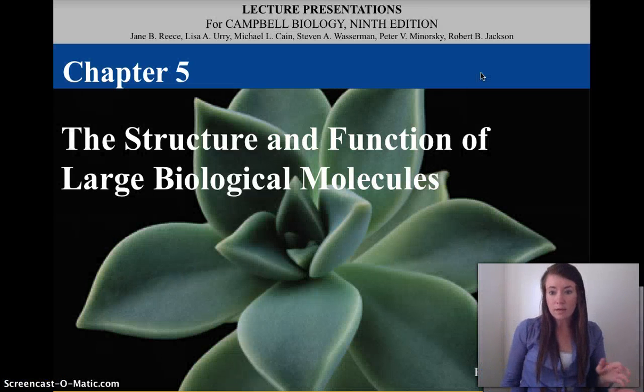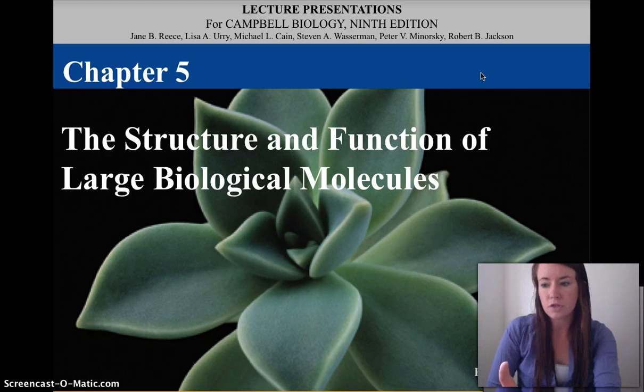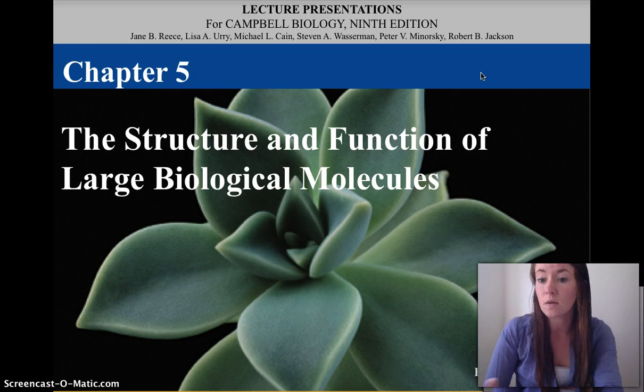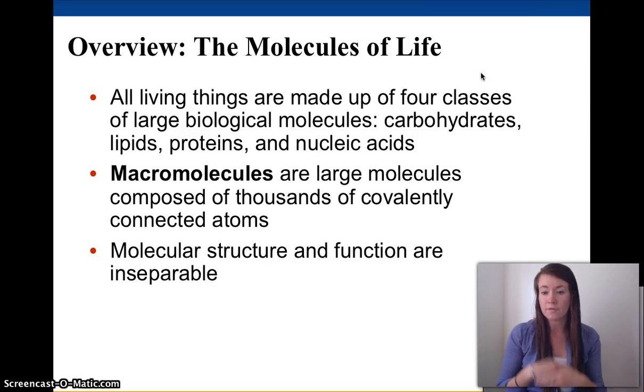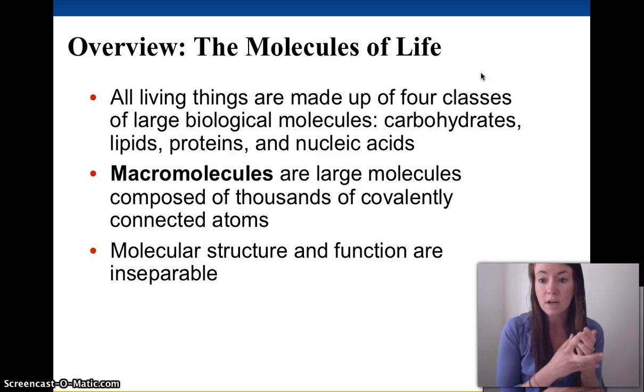So now that we know all about carbon and the cool properties that it has, we can talk about the kind of molecules that are found in living things, these organic molecules, and their properties. So this chapter, chapter 5, is called The Structure and Function of Large Biological Molecules, also organic molecules. So all living things are made up of 4 kinds of molecules: carbohydrates, proteins, lipids, and nucleic acids. And these are found in all living things.